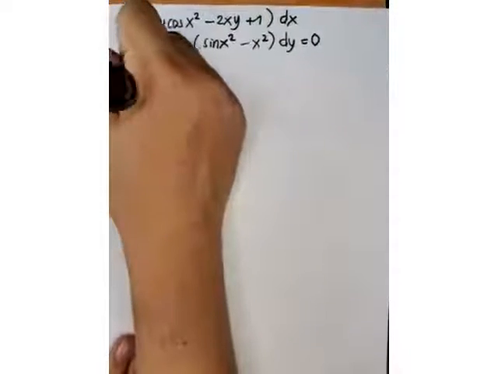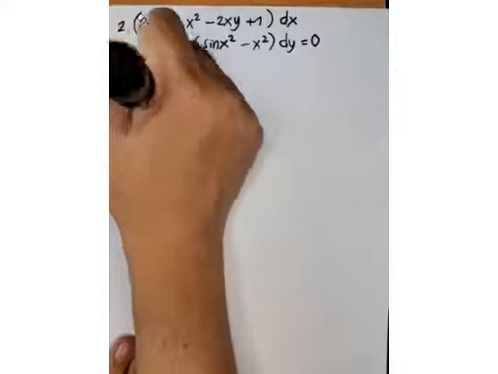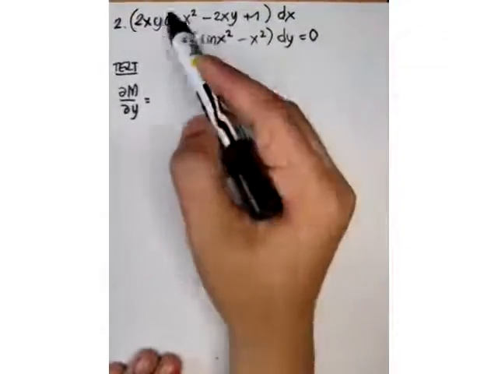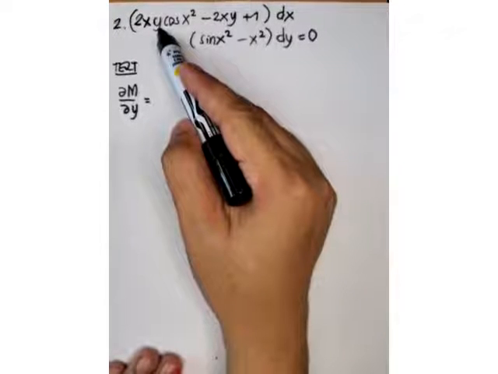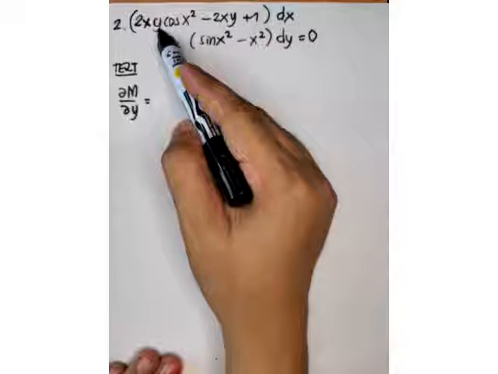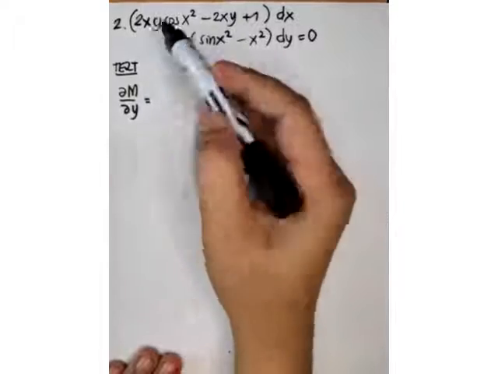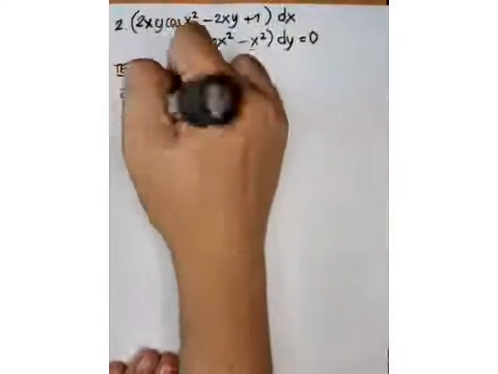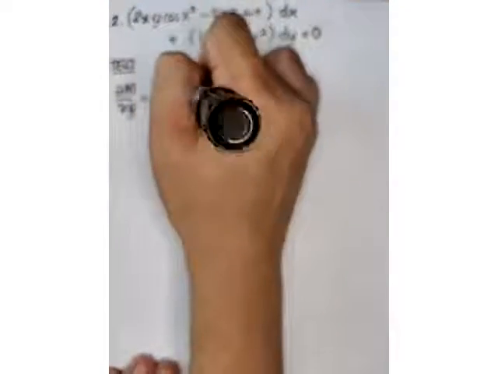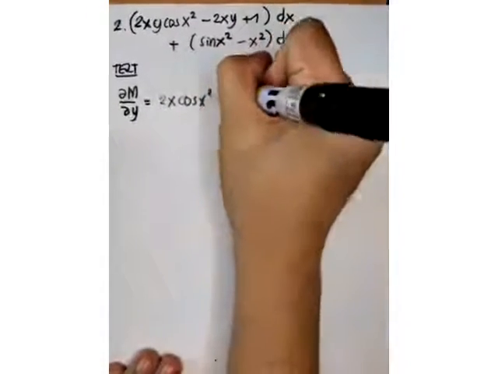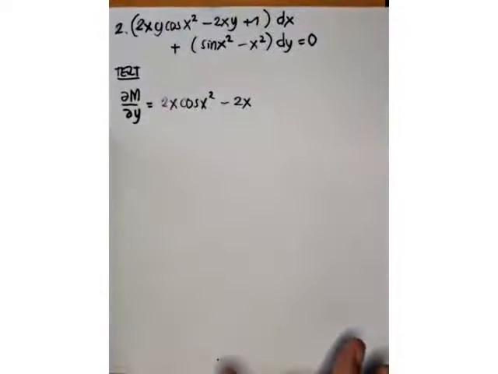Okay, so let's get the partial derivative of m with respect to y. So derive natin to in terms of y. So that will be... alin? Wala ng x is constant. So ito constant. Constant, constant, constant. So yung y lang. So that will be 2x cosine x squared minus 2x. Tama ba?